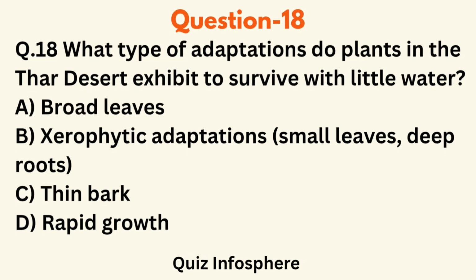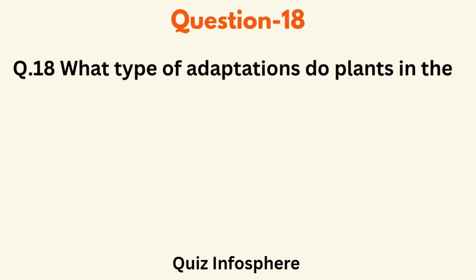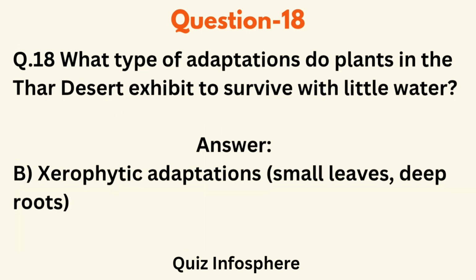Question 18. What type of adaptation do plants in the Thar Desert exhibit to survive with little water? Broad leaves, xerophytic adaptation, thin bark, rapid growth. The correct answer is option B, xerophytic adaptation.